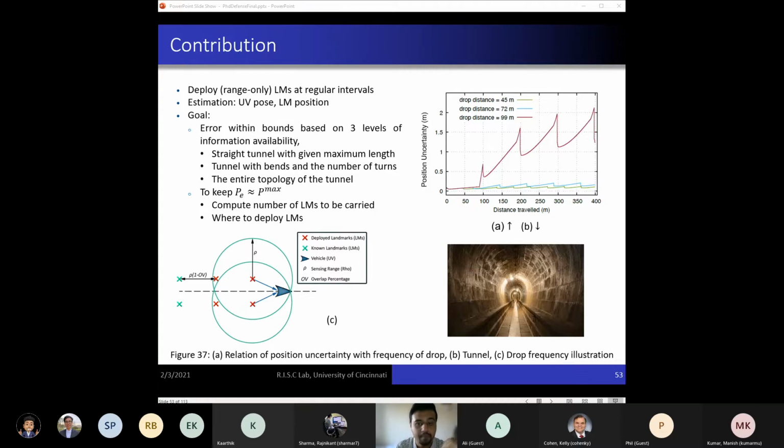This problem is solved in parts based on information we have on the system. For the first case, we consider a straight tunnel as shown in the image. We have an idea on how far the vehicle needs to travel. Using this case, we model the output PE as a function of various inputs such as vehicle's forward velocity, maximum sensing range of the sensors, noise in process and measurement, tunnel length, the landmark drop frequency or overlap percentage, etc. The construct for the overlap percentage is shown in figure 37C.